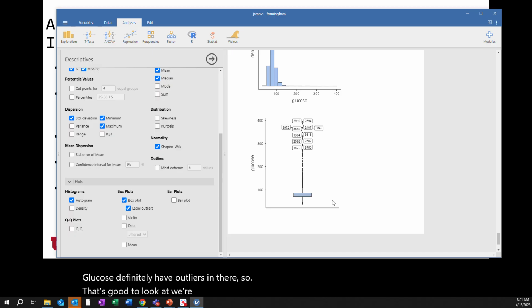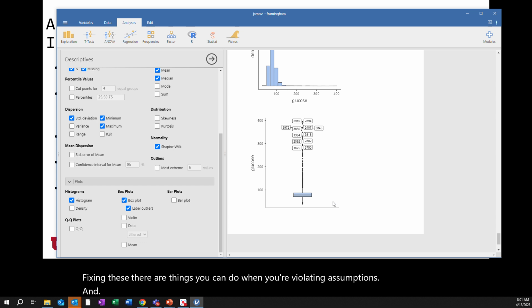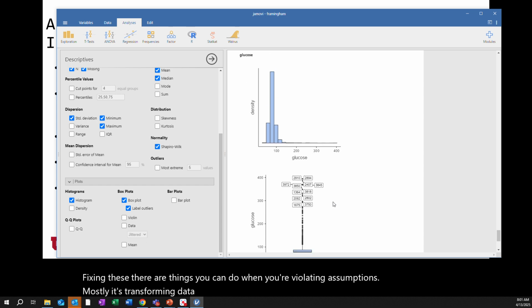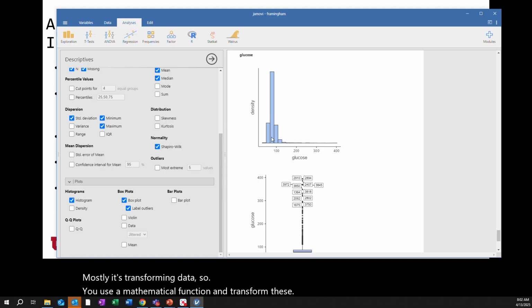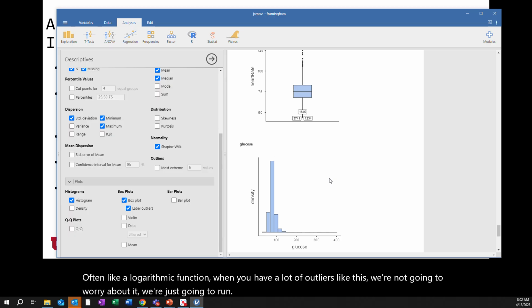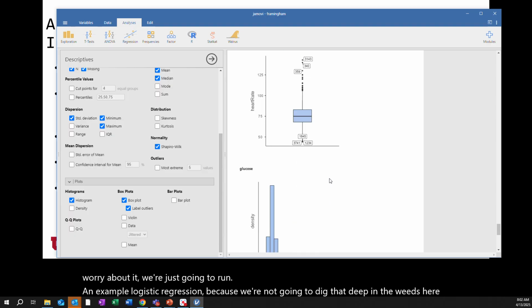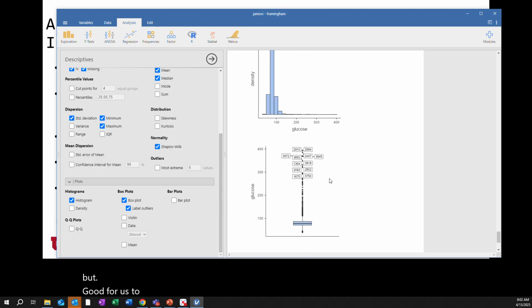We're not going to worry too much about fixing these. There are things you can do when you're violating assumptions, and mostly it's transforming data. So you use a mathematical function and transform these, often like a logarithmic function. When you have a lot of outliers like this, we're not going to worry about it. We're just going to run an example logistic regression, because we're not going to dig that deep in the weeds here, but good for us to see where these challenges lie.